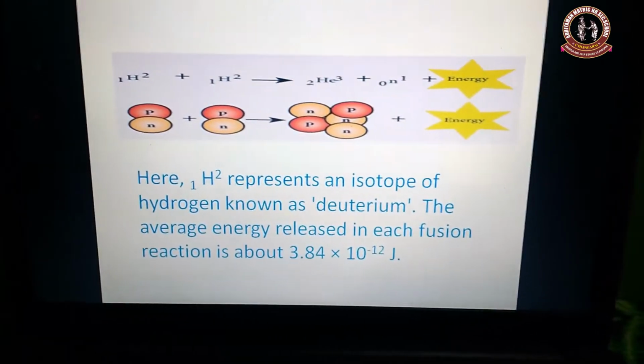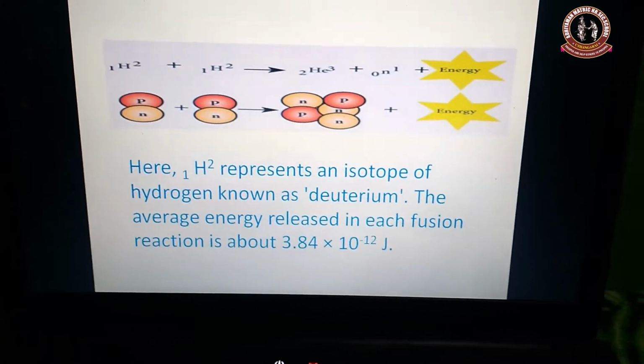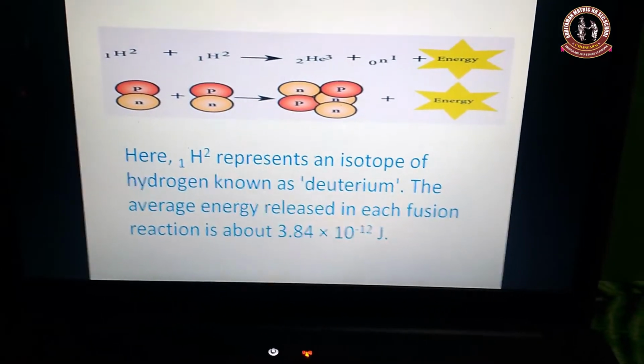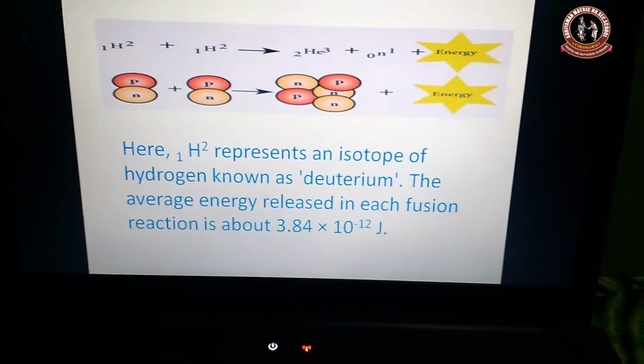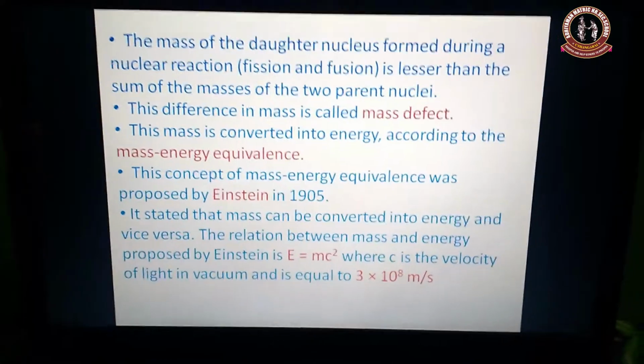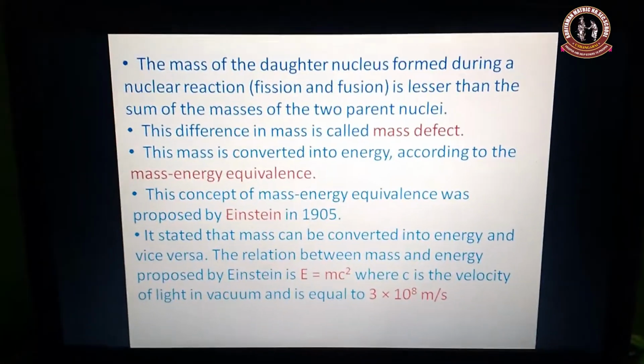fusion reactions. In the fission reaction we already studied, it was 3.2 × 10^-11 joules. Here we have produced 3.84 × 10^-12 joules. Next slide, we are going to see how the energy comes from these nuclear fusion reactions.